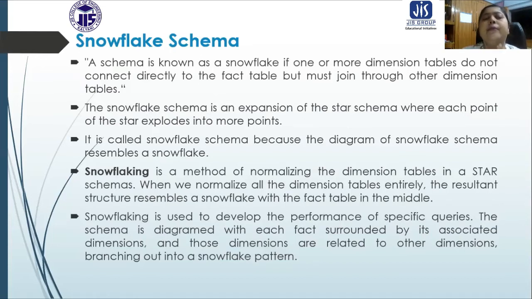Snowflaking is a method of normalizing the dimension tables in a star schema. So basically, the main difference comes from normalization. In the star schema, no normalization is allowed; all the dimensions are denormalized. But in the snowflake schema, we explore those dimensions more and more. That means normalization is done, and after the normalization, the tables are going to break.